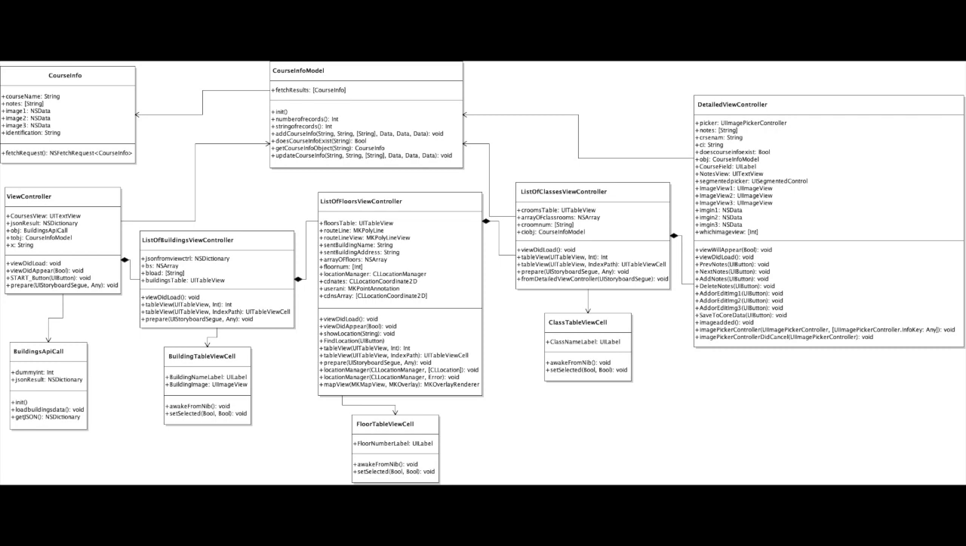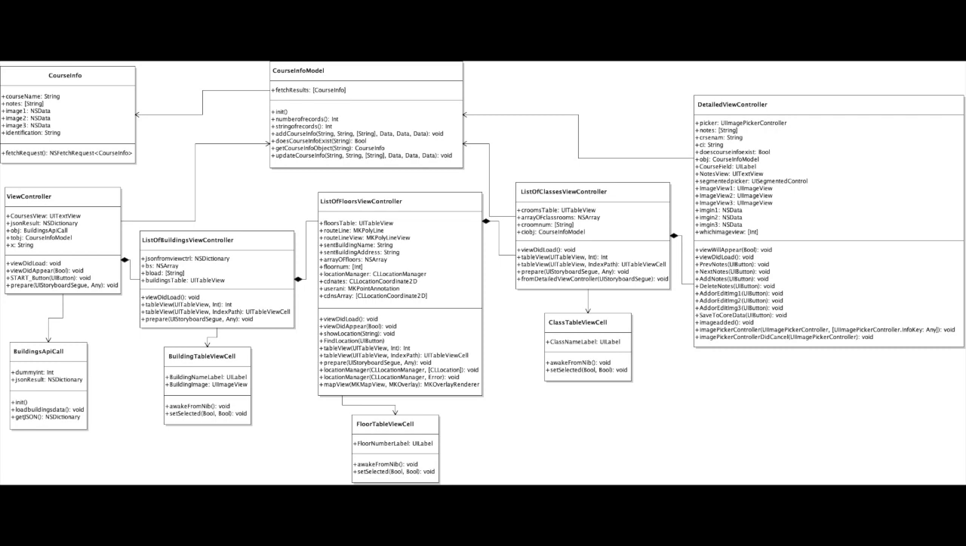It has objects for the course info module class to display a list of courses being tracked and the buildings API call class to get the JSON object from the web API call. The buildings API call class entirely handles this and serves to only return data received from the API call. The classes which have table views include the list of buildings view controller, list of floors view controller, and the list of classes view controller.